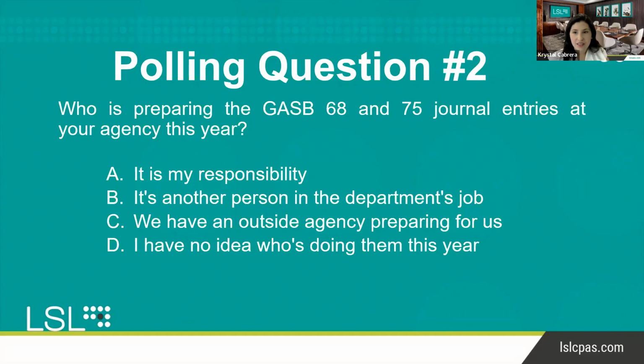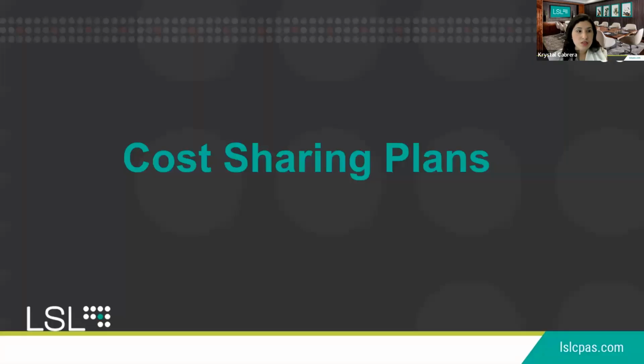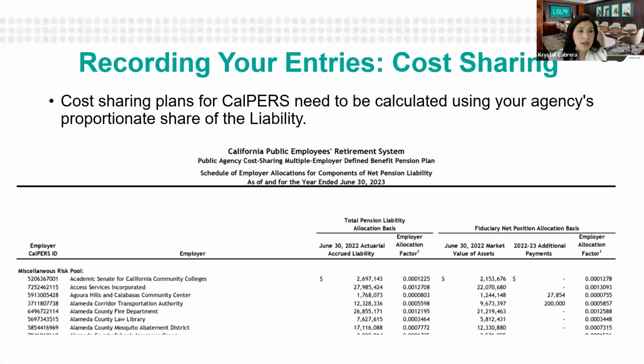Alrighty, let's see. Most of you, it looks like about half, have someone else who is going to be preparing this, so that's good for you guys. And then about 15% have an outside agency preparing, so you guys are the lucky ones. Let's move forward. I'm going to be moving on into the cost sharing plan, keeping in mind the journal entries are essentially exactly the same. The hardest part with this cost sharing plan is remembering that you have to actually calculate those different proportions.